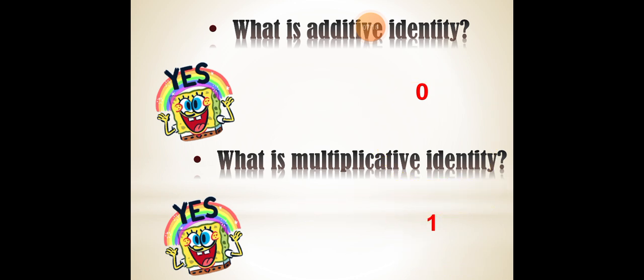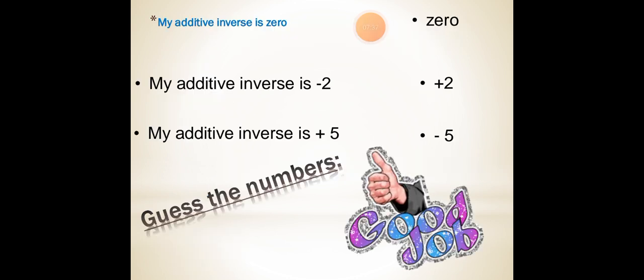That means if you add 0 to any number, you get the number itself, like 15 plus 0 is equal to 15, and 2 plus 0 is equal to 2. Multiplicative identity means that if you multiply any number by 1, the number remains itself. Like 15 multiplied by 1 is equal to 15, and 2 multiplied by 1 is equal to 2. That's why it is known as the multiplicative identity.